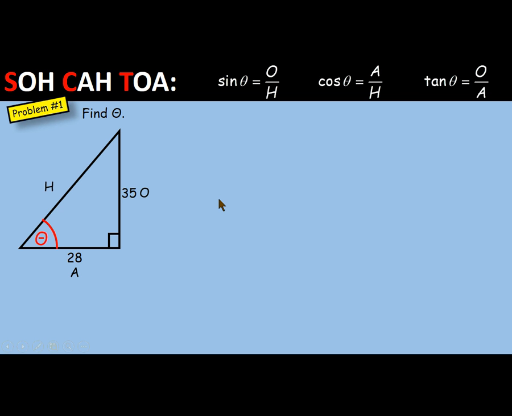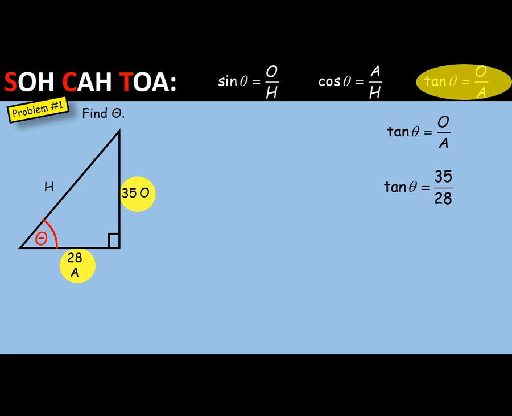So we write down our equation using these two numbers. The tangent is the opposite over adjacent. Plug in the 35 and 28, we get this. And now here's where the problem is different. When we don't know the angle, this is where we do the inverse tangent. And we just put in that fraction. Inverse tangent of 35 over 28.